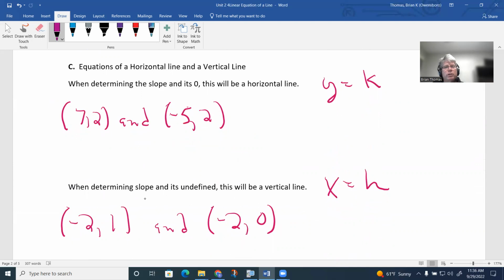So if I want to write an equation of a line here, notice how we can use this y equals k. That's how our y values are both the same. So I can simply say, hey, the equation is y equals 2. And since it's a horizontal line, we know that the slope is actually going to be 0 as well.